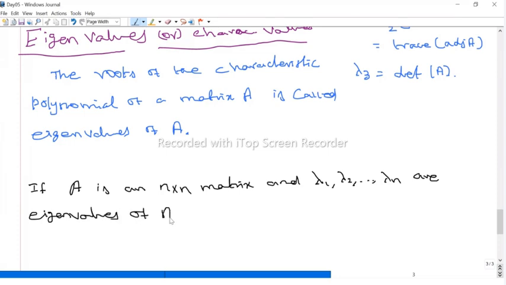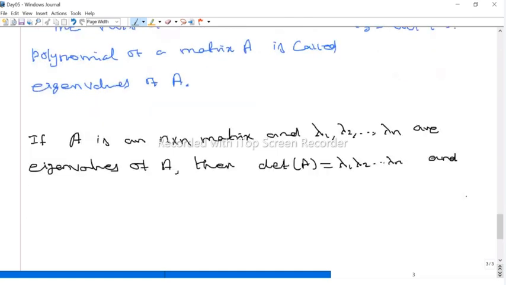Then the determinant of the matrix is just the product of the eigenvalues, that is lambda 1 into lambda 2, and so on, into lambda n. And the trace is nothing but the sum of the eigenvalues, that is lambda 1 plus lambda 2 plus and so on plus lambda n. Very, very important result. So once you know the eigenvalues, we can find the determinant and trace.